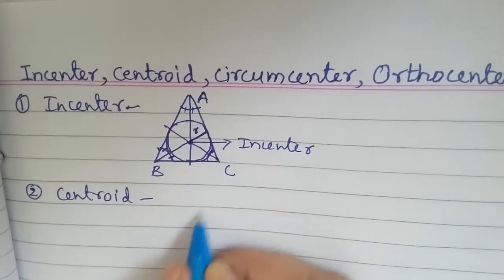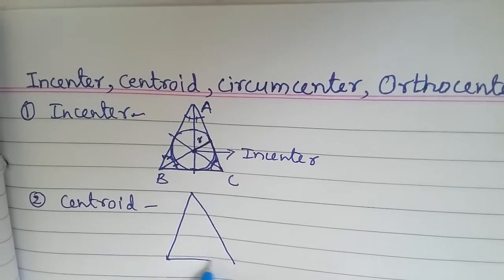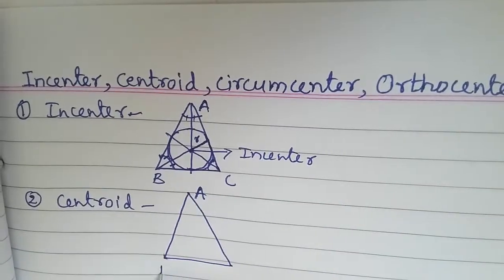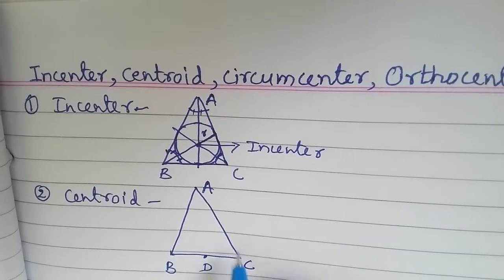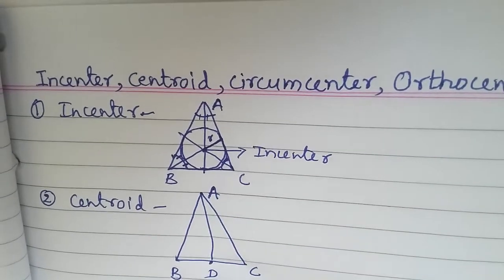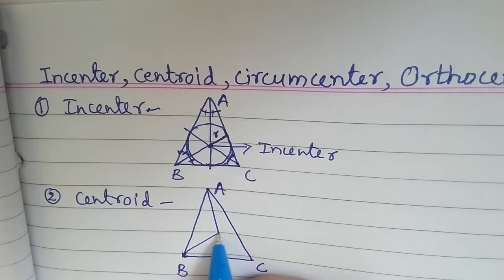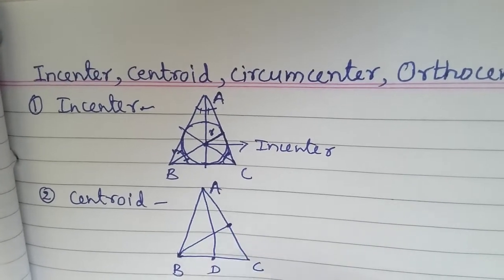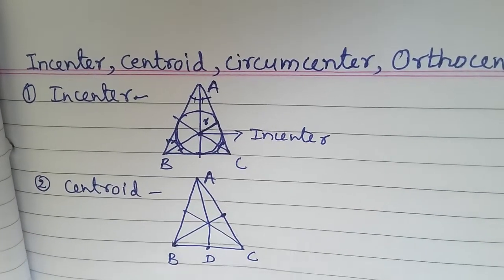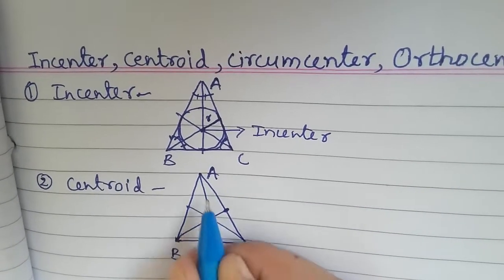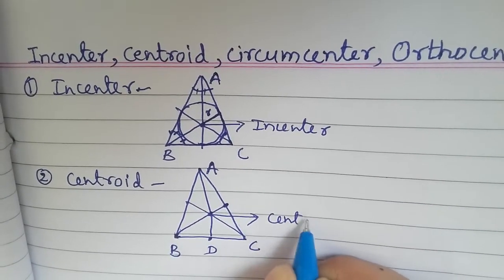Centroid, what is a centroid of a triangle? Centroid of the triangle is a point where medians of the triangle meet. This is our triangle ABC and suppose this is the midpoint D of side BC. The line joining the vertex to the midpoint of the opposite side is called the median. In the same way, we will draw another median from vertex B. This is the midpoint. It divides AC into two equal parts. Similarly, another median is this one. And the point of intersection of all these medians is called the centroid.